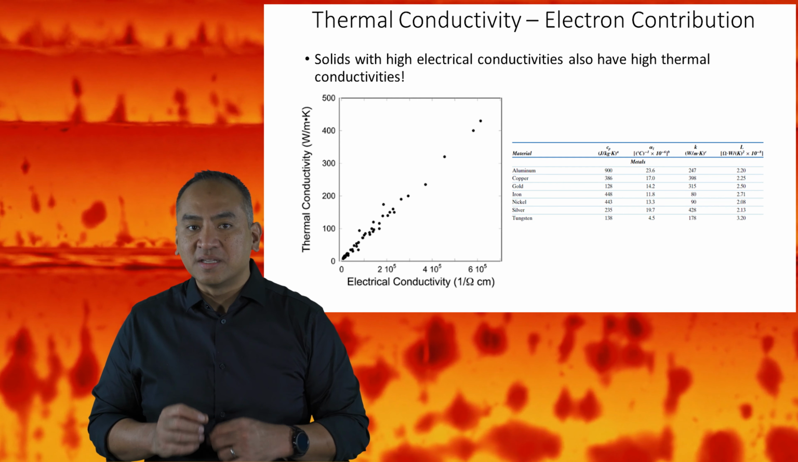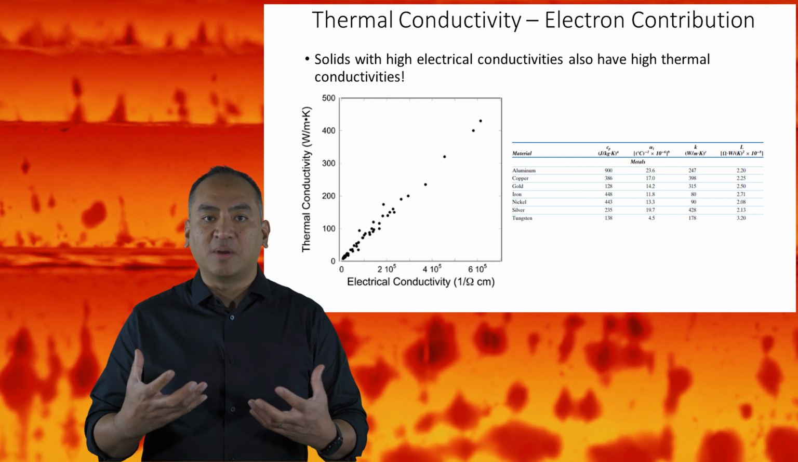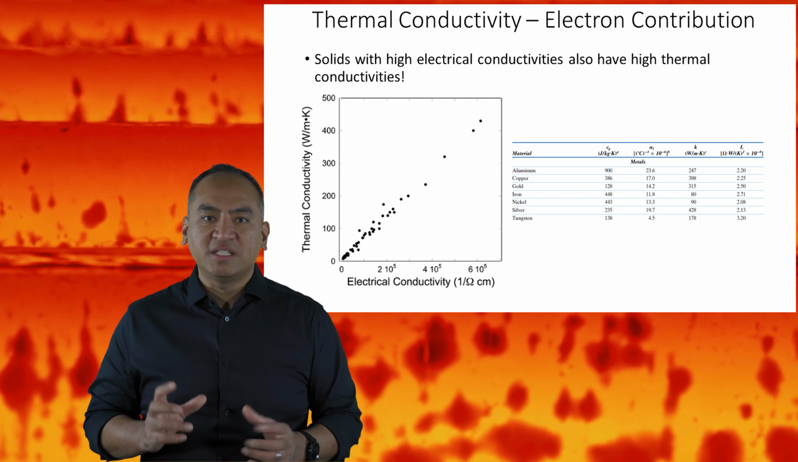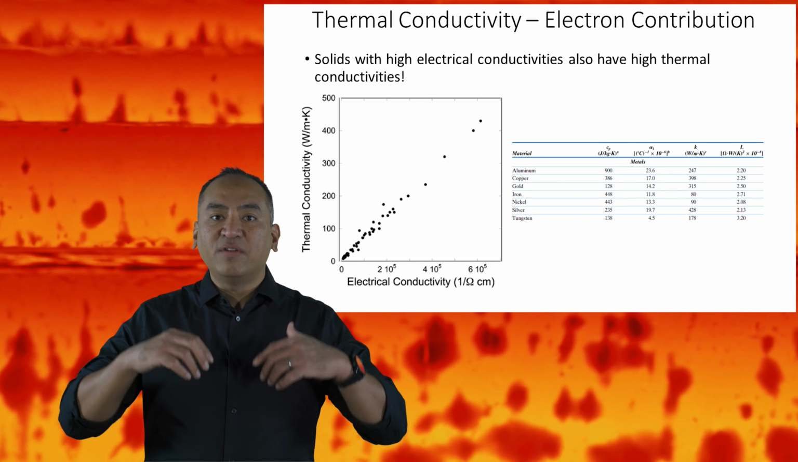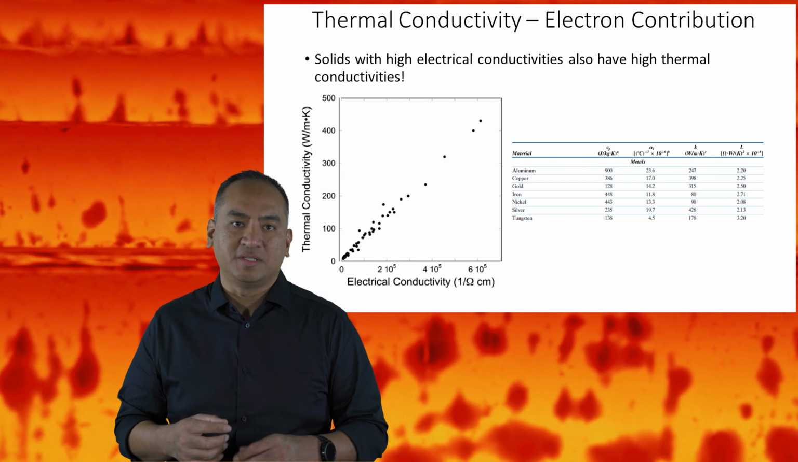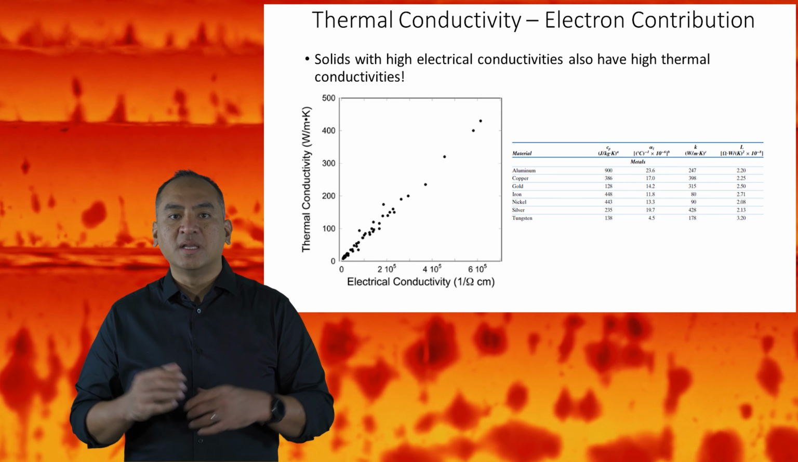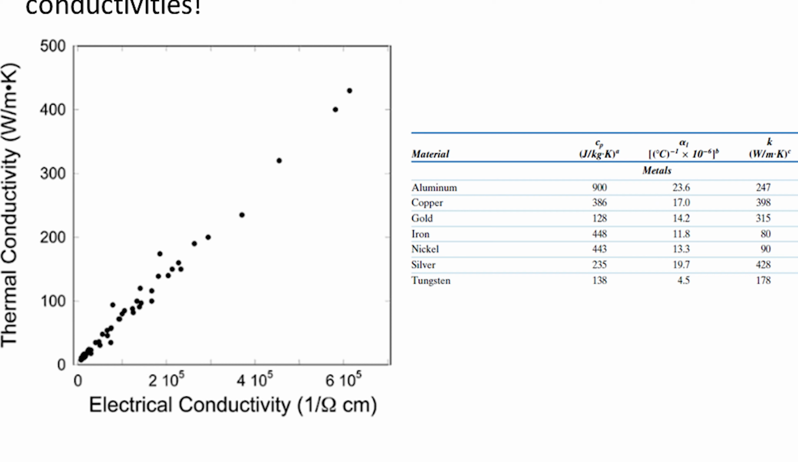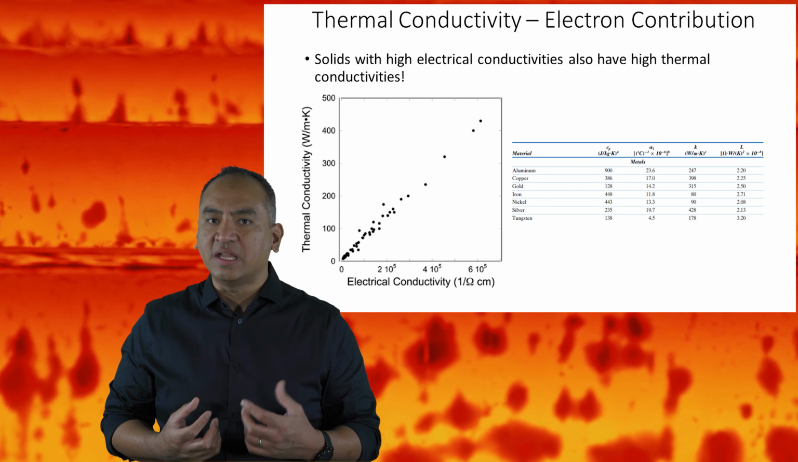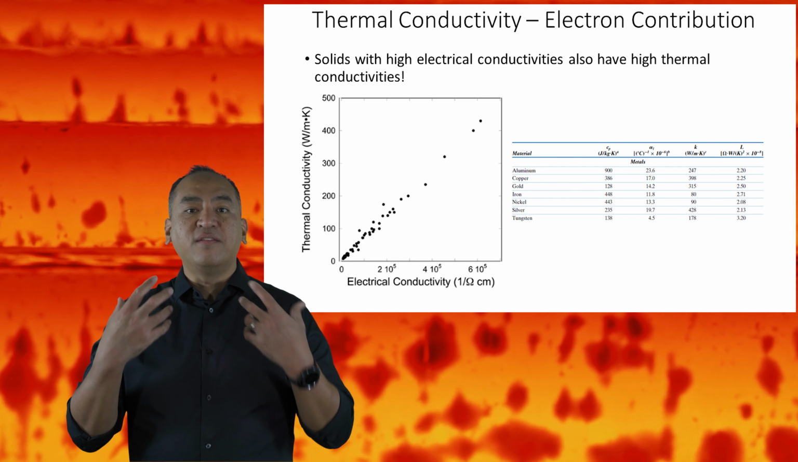In Engineering 86, you learned that metals have free electrons due to the nature of metallic bonding. Because metals have a relatively large number of free electrons, they have a relatively high electrical conductivity. Well, materials that have a large number of free electrons also have a relatively high thermal conductivity. The graph here shows an almost linear relationship between the electrical conductivity and thermal conductivity of materials. Note that materials with a higher electrical conductivity have a high thermal conductivity and vice versa.